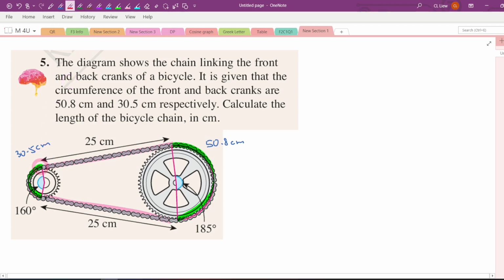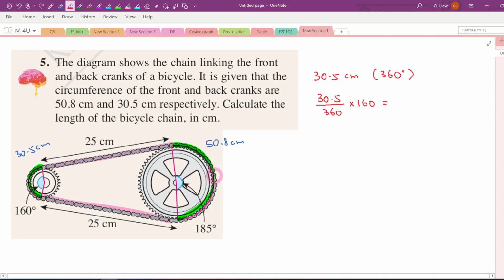Now, to find the arc length here, you can just use ratio. The circumference of this smaller clank is 30.5 centimeters. This is circumference, which means 360 degrees, right? But now we only want the arc length for 160 degrees. So we can use ratio to help us to get the arc length. So what you need to do is take 30.5 divided by 360 and then times 160. You will be able to get the arc length here.